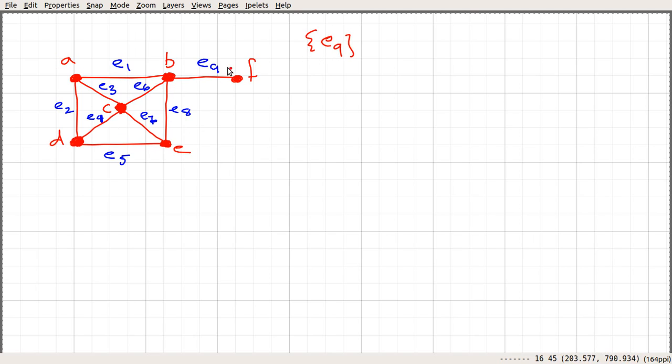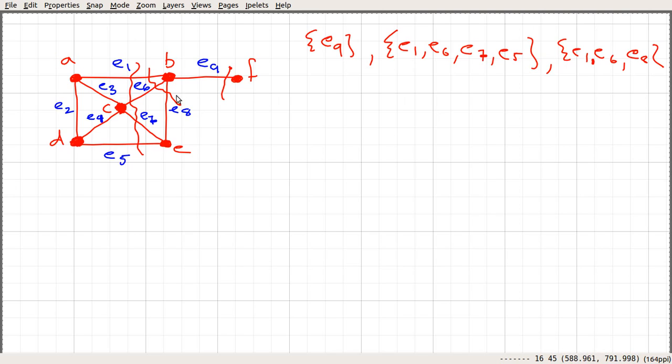So E9 is a cut set. Okay, similarly, we saw this one also, right? E1, E6, E7, E5, it's a cut set. And similarly, if you consider these three edges, E1, E6, E8, that is also a cut set.